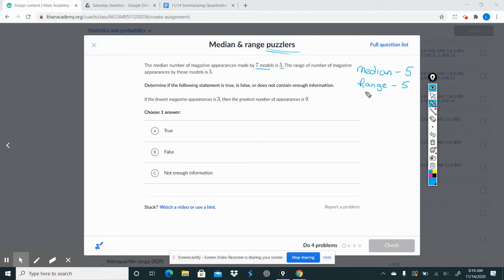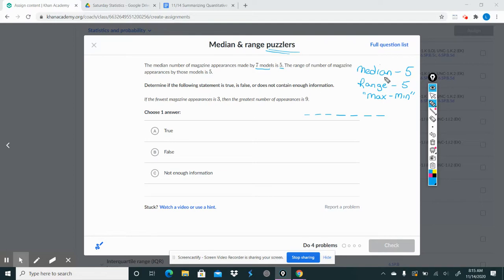And we have to remember that the range is the difference between the highest and the lowest value. So it would be the maximum number minus the minimum number that will give us our range. Remember that, okay? So we have our 7 models. Let's put some values here. 1, 2, 3, 4, 5, 6, 7.